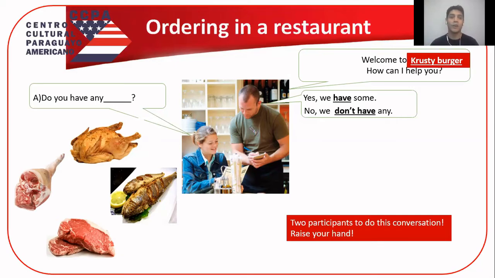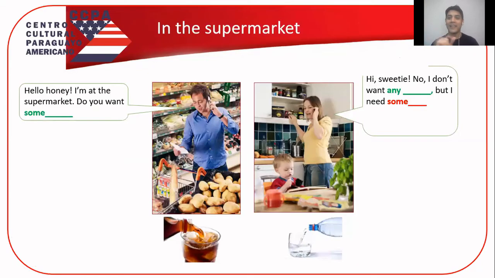Okay. So as you see in the screen, we have all these, let's say, food or kinds of meat that are non-countable. So we use any, any, any. Okay. So practice this. Let's go to the next conversation.